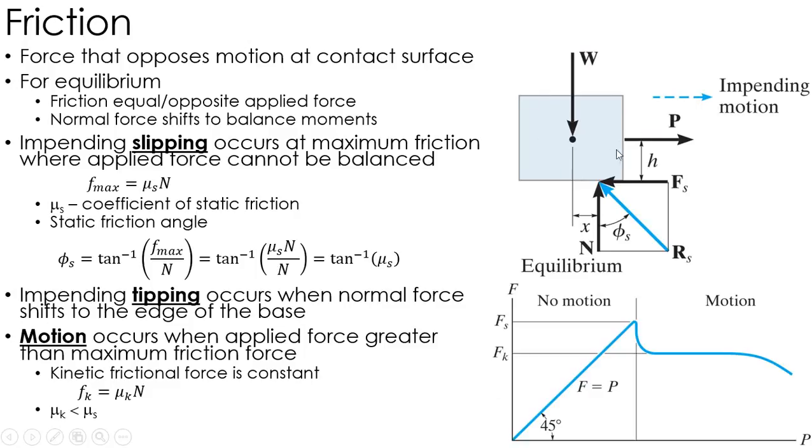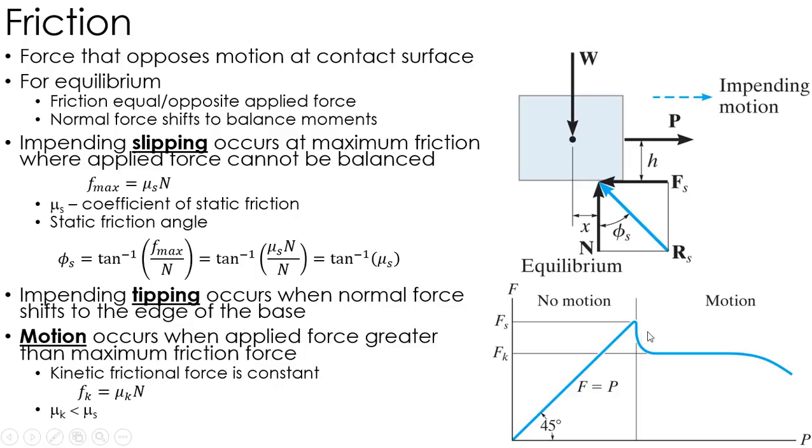So let's take this example here. I start applying P. I start at 0 and I slowly ramp it up. As P increases, my friction force increases, and basically that friction force equals the applied force for this situation here. And as I increase P, F increases with it, still increasing until I get up to this point here.